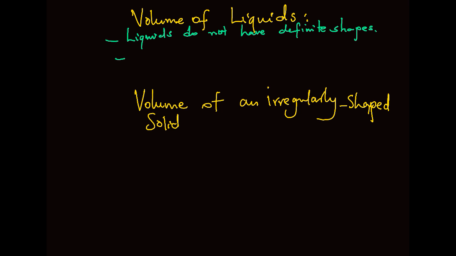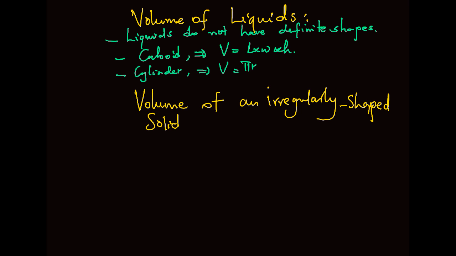For example, the container could be a cuboid. In that case, if the liquid fills the cuboid, then the volume of the liquid inside the cuboid would be given by the formula for finding the volume of a cuboid, which is V equal to length times width times height. If we take a cylinder and we fill it with the liquid, then the volume would be given by volume equal to pi r squared h, which is the volume of a cylinder.